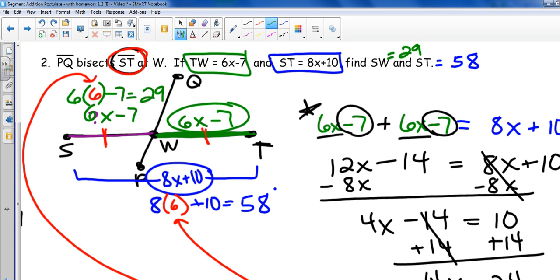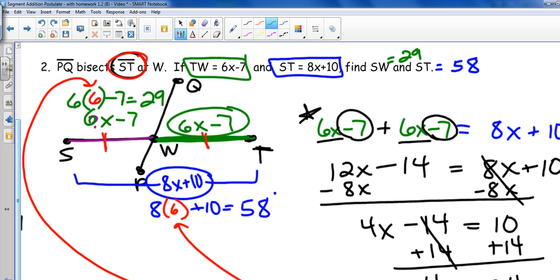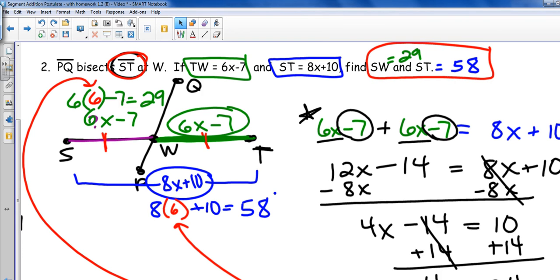Real quick, we should notice that SW is actually half of ST because that was a midpoint. So 58 divided by 2 is giving me 29. That's another good quick check that you can do. Final answer is over there. We sure did a lot of work to get that.